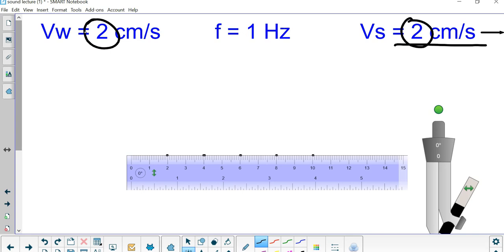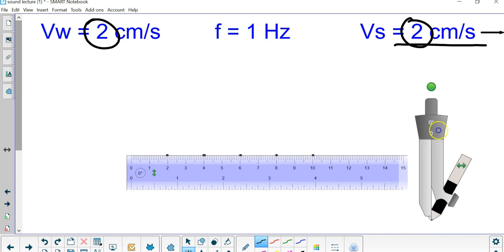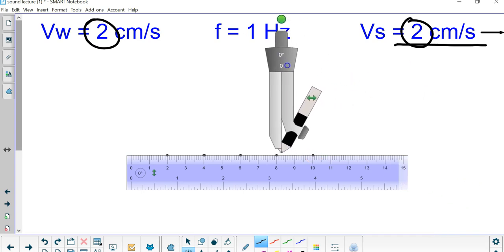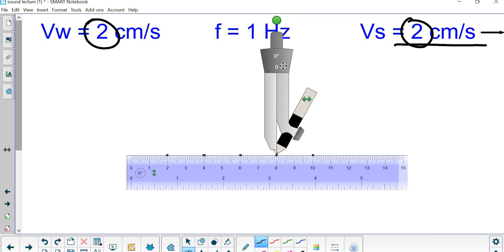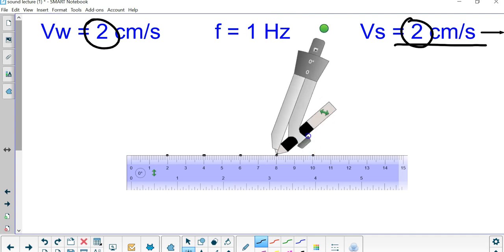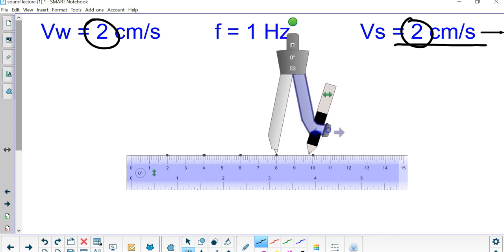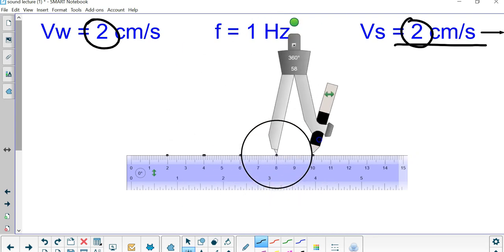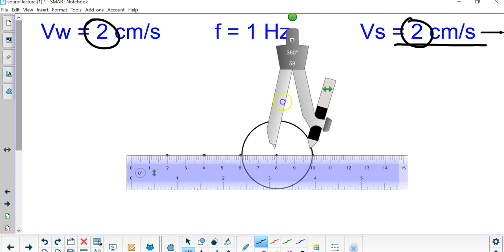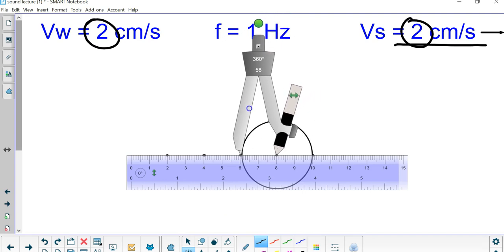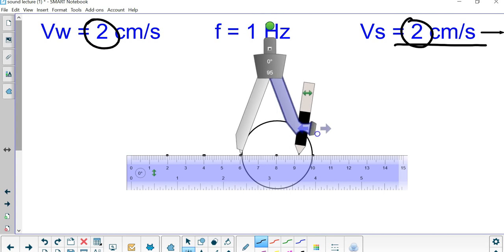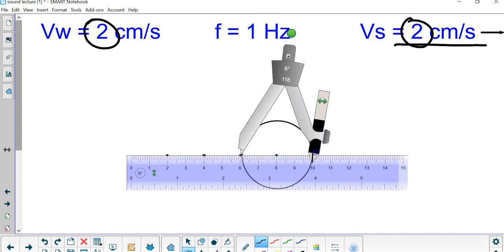Okay, so now let me draw it. So the first one, the last one to be born, is just a mere dot. Its next oldest sibling was born 2 centimeters to the left and is 1 second old. So it would have a radius of 2 centimeters. Its next oldest sibling is 2 seconds old. It was born 4 centimeters to the left. It has a radius of 4 centimeters.